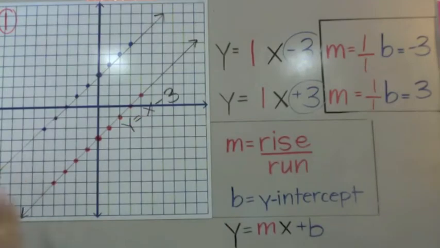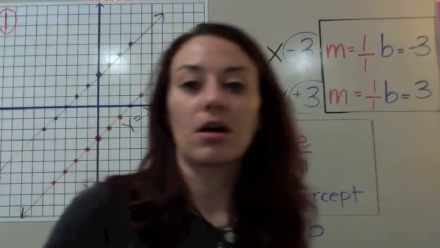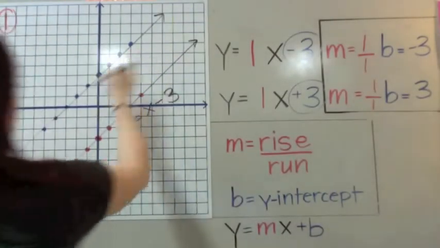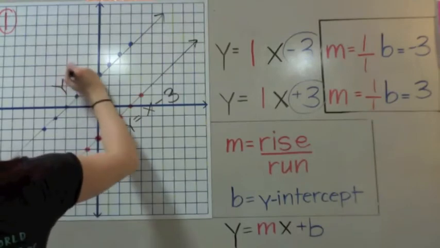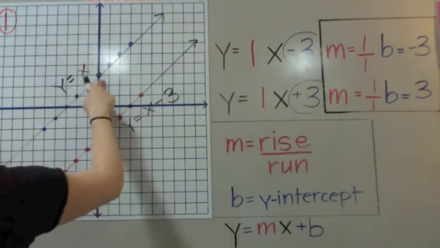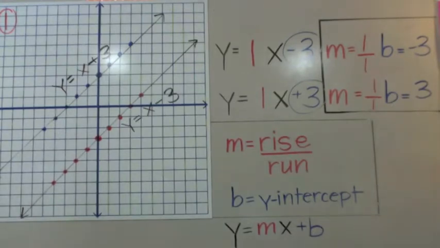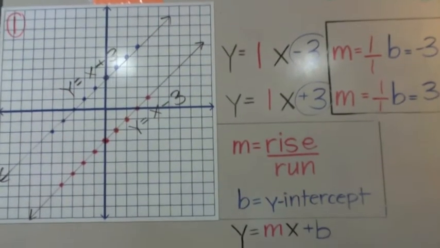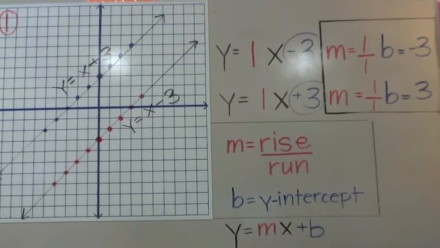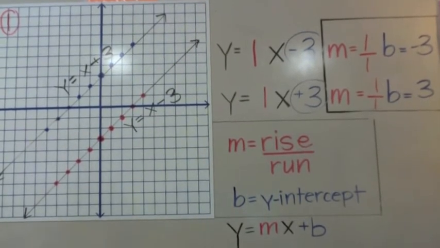What do you notice about these two lines? They are what? They are parallel. Remember, at the top of this line, we're going to write the equation y equals x. What's the y-intercept here? Remember, it's +3. So these lines are parallel because they have the same slope, but different y-intercepts. Go ahead and get that down.